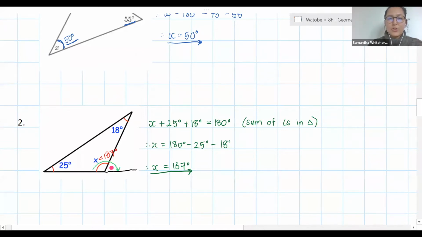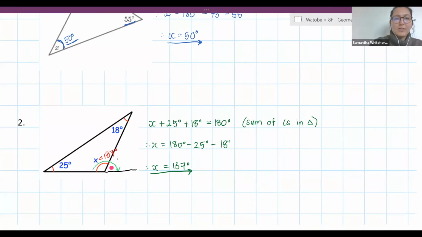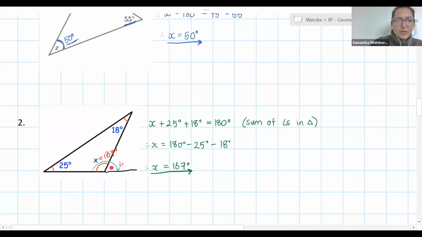Already on the chat, I'm seeing some answers. We know that angles on a straight line add up to 180. And so exactly, awesome, well done, guys. This little pink dot angle is 43. Okay, so what I want you to go and test for me or try for me is what answer do you get when you add 25 and 18? So what is 18 plus 25?